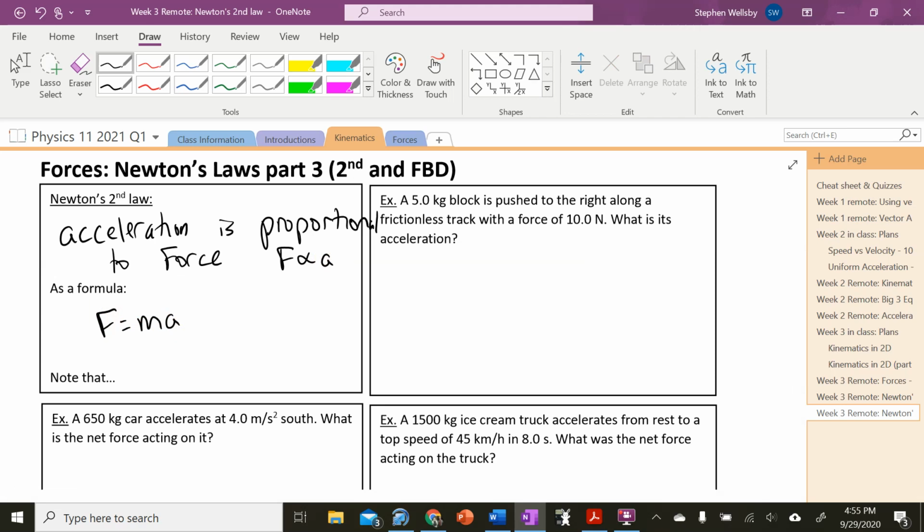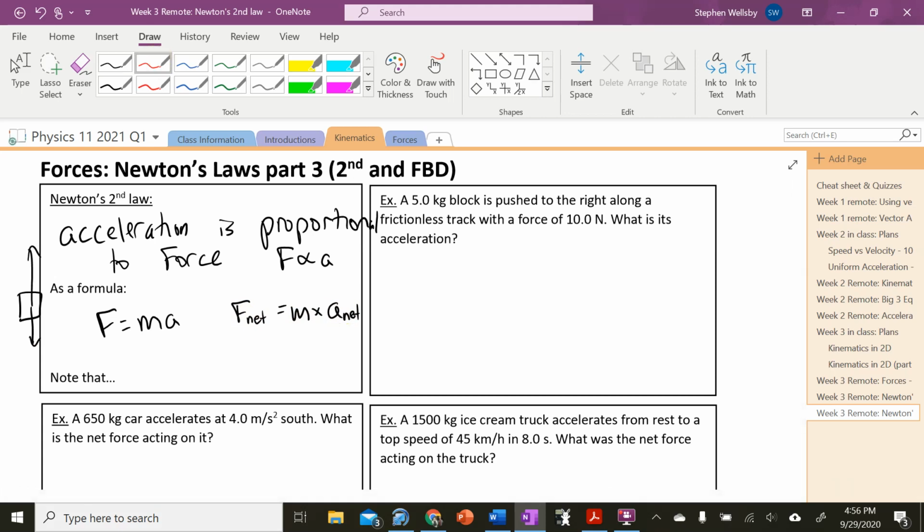Now, if we want to be a bit more specific, what we can say more accurately is that the net force is equal to the mass times the net acceleration. So for example, if there is an upward force of 5 and a downward force of 3, the net force would be 2, and that means we could calculate the net acceleration based on the mass.